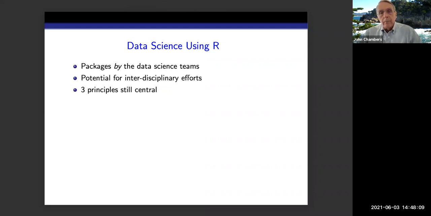In terms of making use of R, my personal opinion is, and it remains, that the three principles underlying R are still central to being able to write good, reliable software based on R. And I will send you to my 2016 book for very detailed discussion of all of that. But in particular, in the modern world, of those three principles, it's the interface principle which is especially important and one that one should never lose track of.